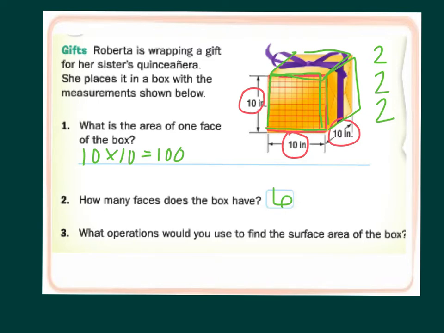Okay, so if they're all the same, it's pretty easy because if 100 is the area for one of the faces, I need to do 100 times 6, and I know that the surface area is 600 inches squared. And it's squared because I'm talking about area.